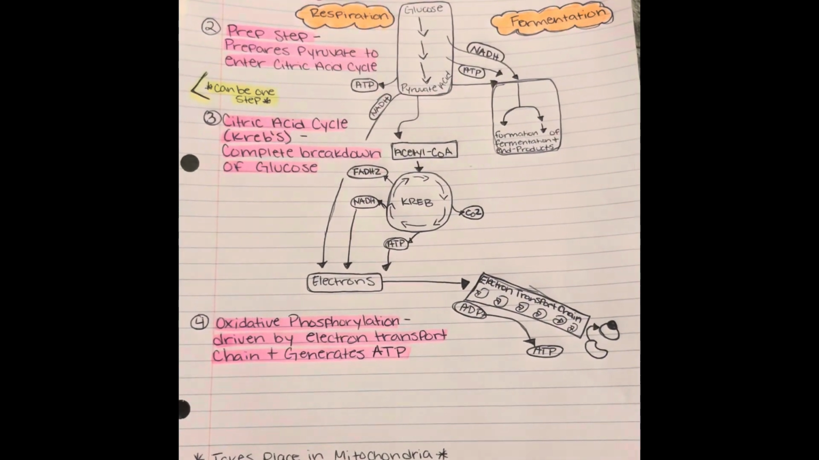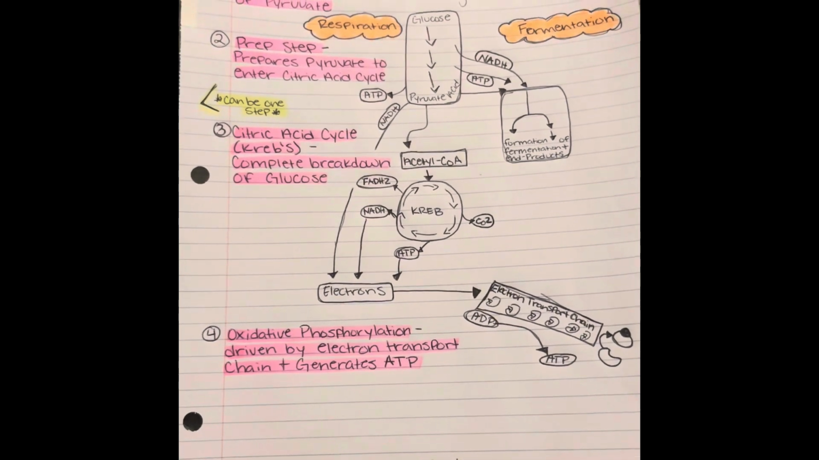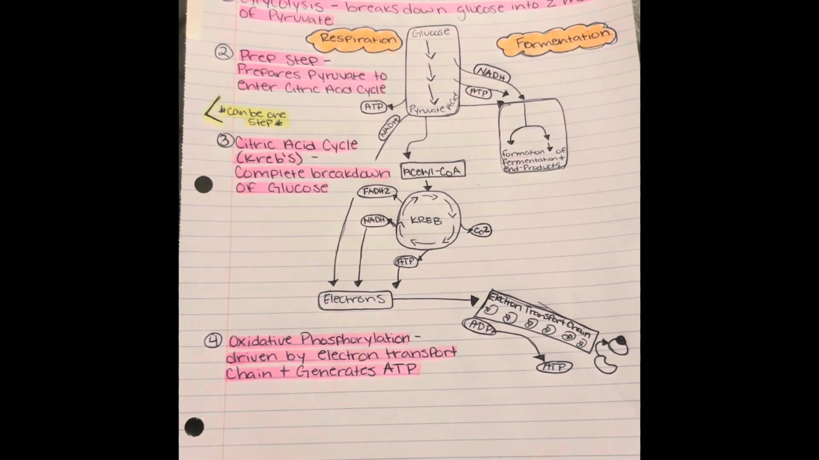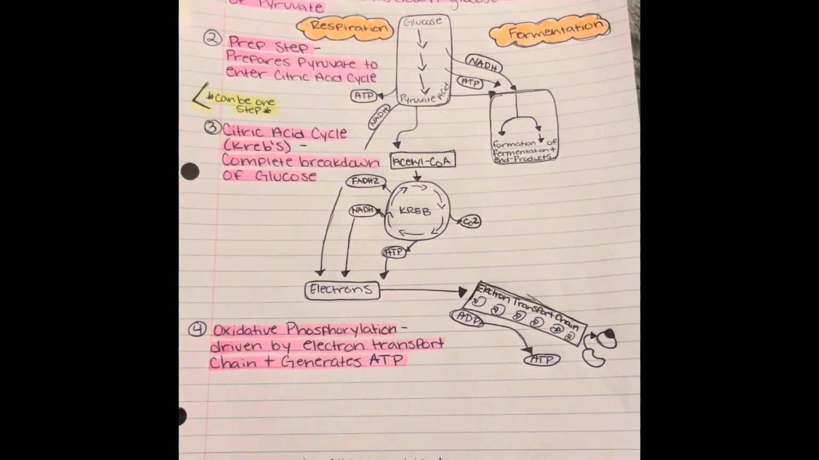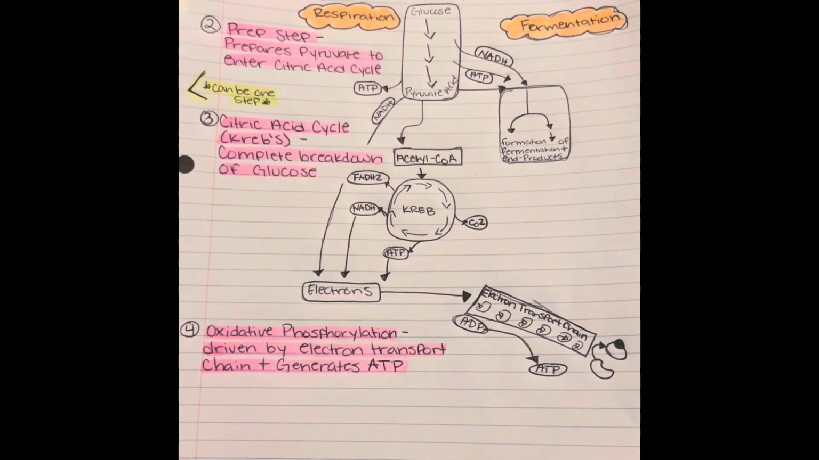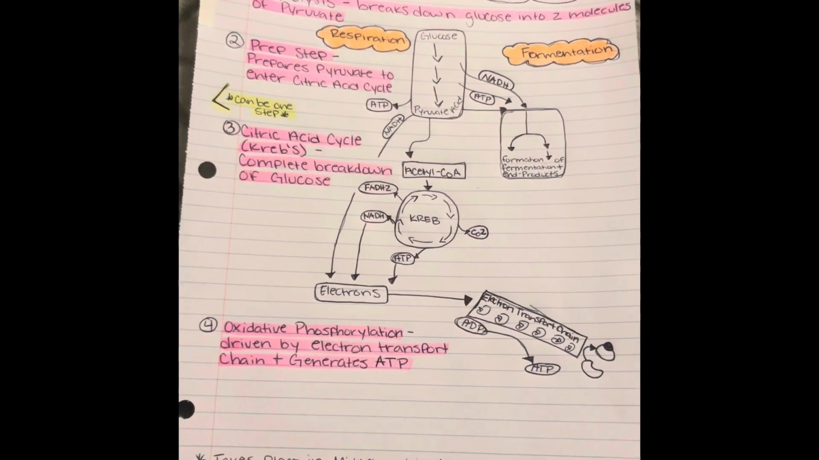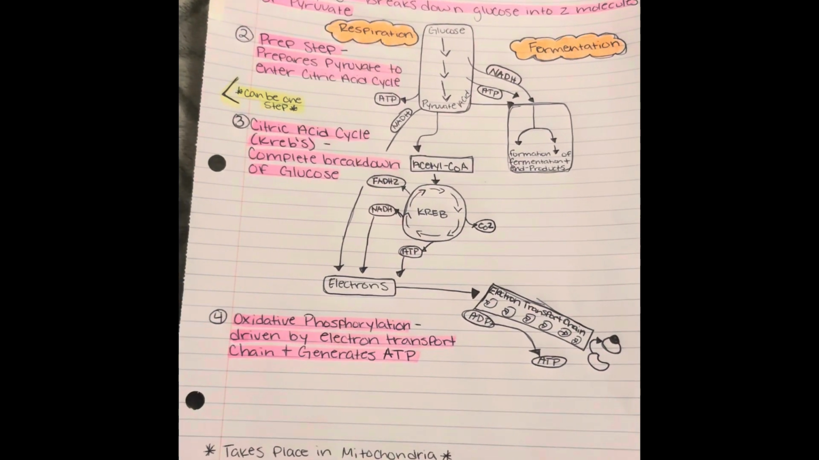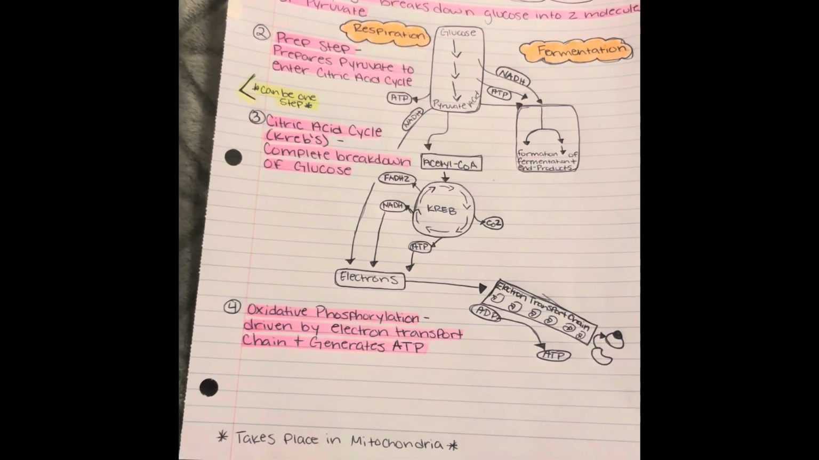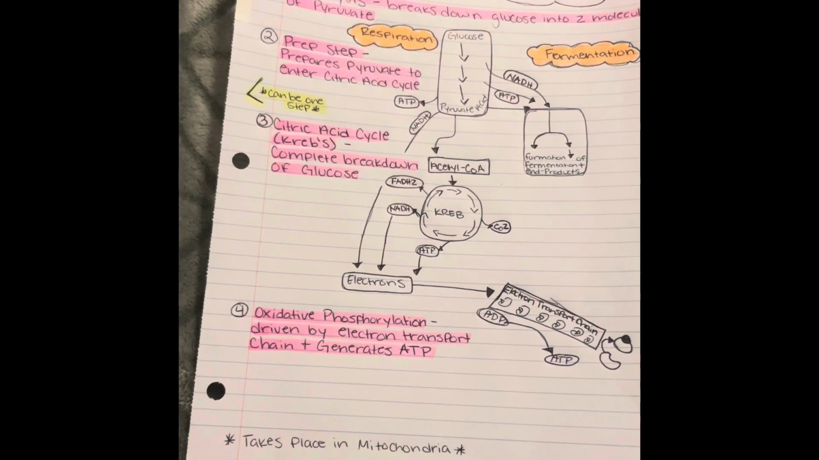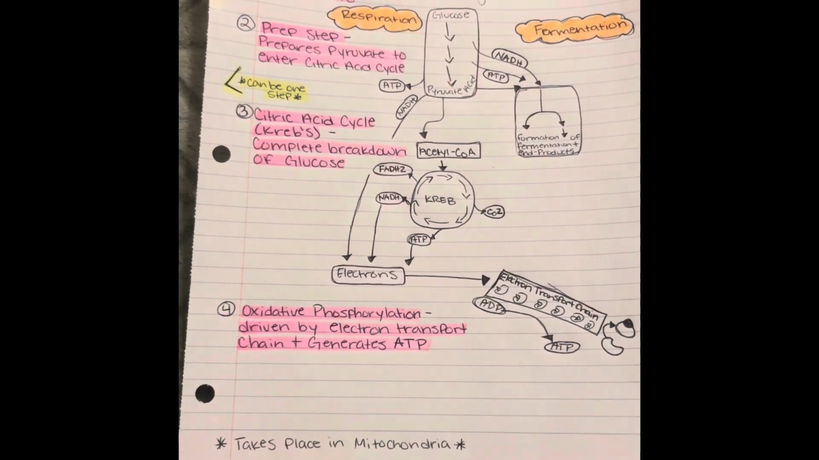So once we have the 2 molecules of pyruvate, we go to the second step, the prep step. It prepares the pyruvate to enter the citric acid cycle. In the prep step, it happens in the cytoplasm as well. The carboxyl group is removed, releasing carbon dioxide. NAD+ has a positive charge taken away, reducing it to NADH.